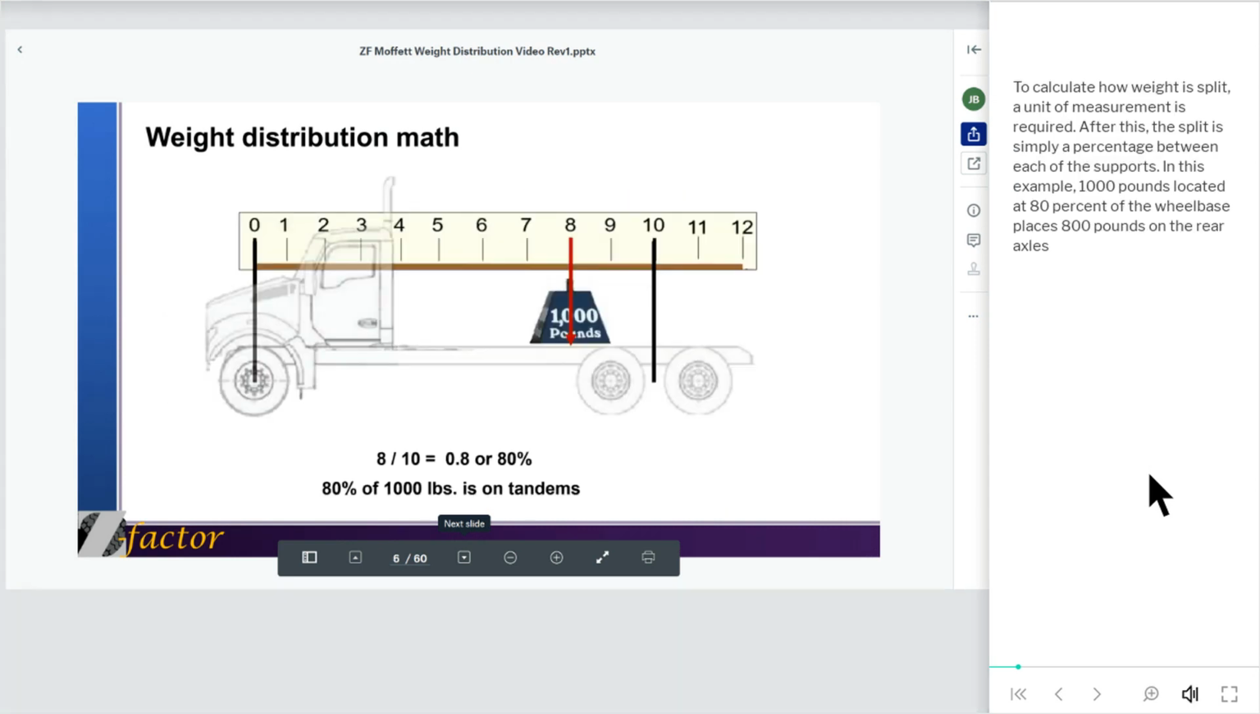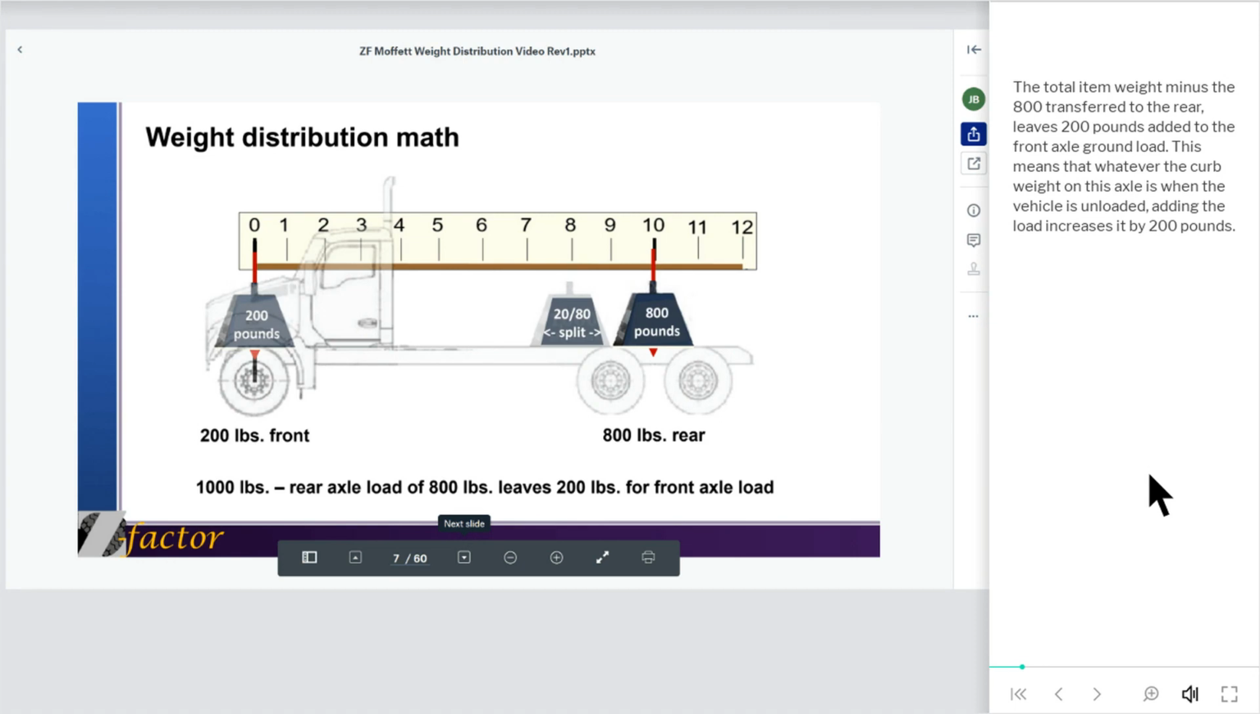To calculate how weight is split, a unit of measurement is required. After this, the split is simply a percentage between each of the supports. In this example, 1,000 pounds located at 80% of the wheelbase places 800 pounds on the rear axles.